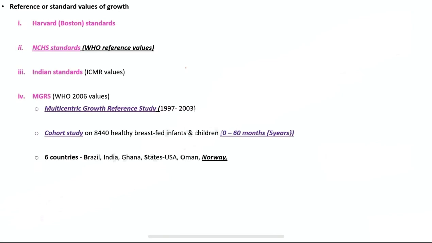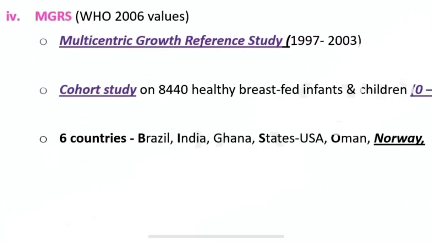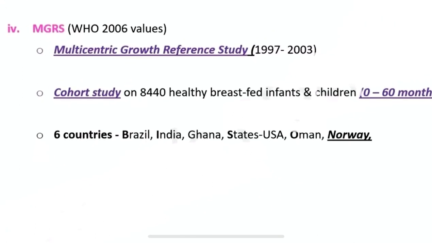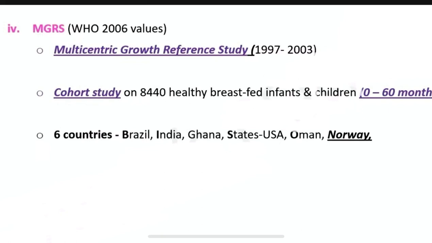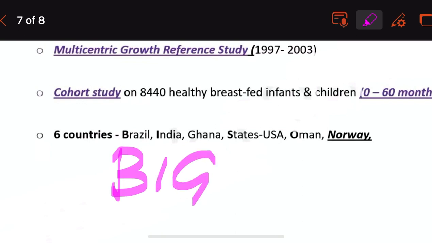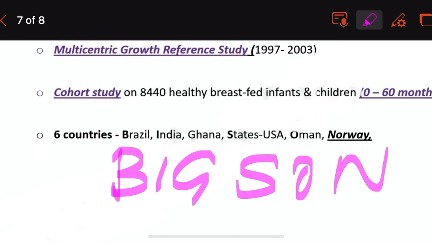What were the standard growth references used? So we had this multi-center growth reference study. We know that for the multi-center growth reference study, there's an MCQ. This growth study, which was undertaken in 1997 and 2003, was undertaken in which countries? BIGSON: Brazil, India, Ghana, United States of America, Oman and Norway.